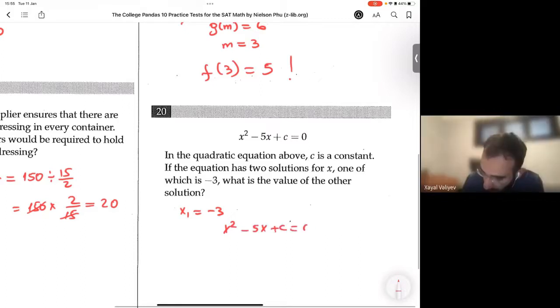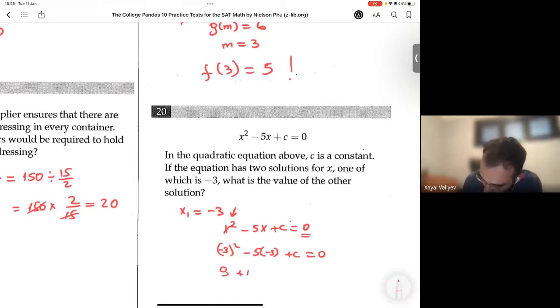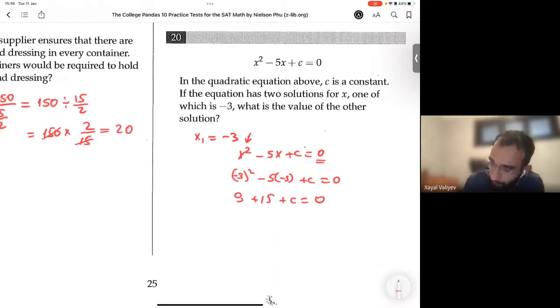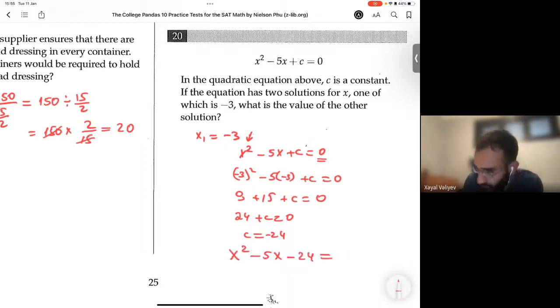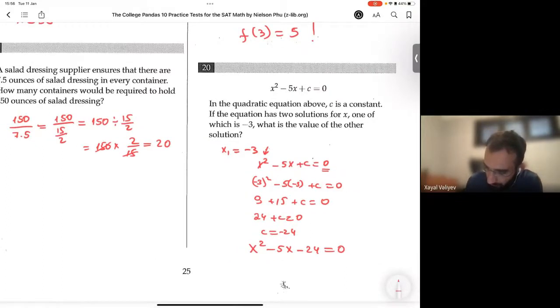The roots mean x is that root, x is 3, -3. If x is -3, that's going to equal 0. That means instead of x, I'm going to write -3 to find the value of c. 9 plus 15 plus c equals 0. That's going to be what? 24 plus c equals 0. That means c is supposed to be -24. Yes, the original equation is x squared minus 5x minus 24 equals 0. Yes? Okay.